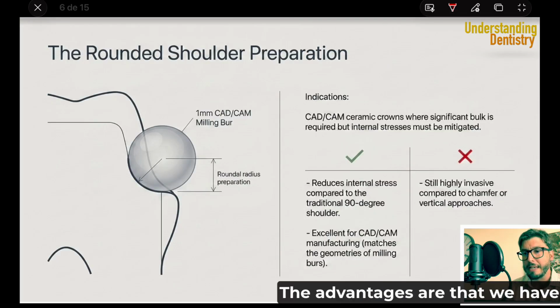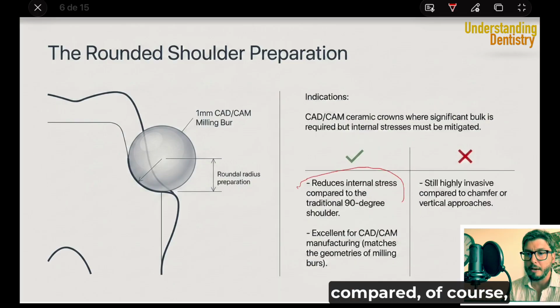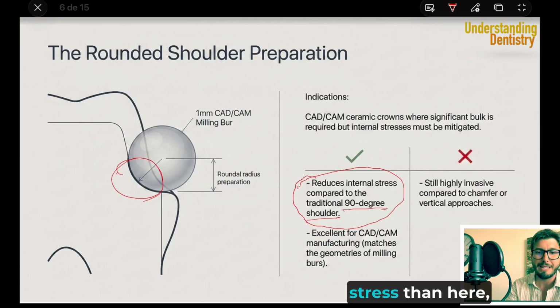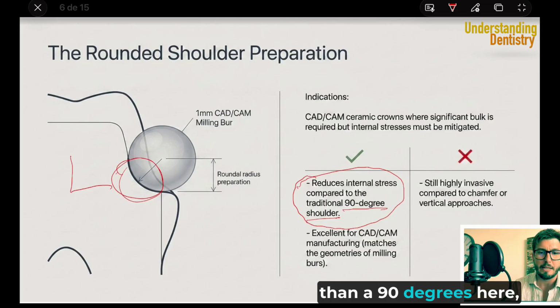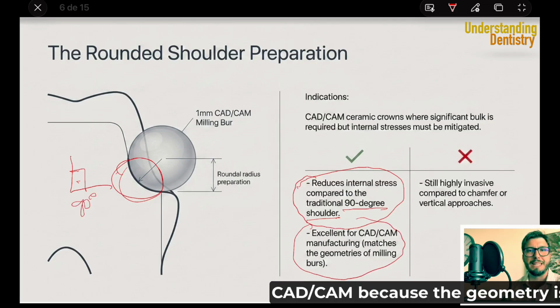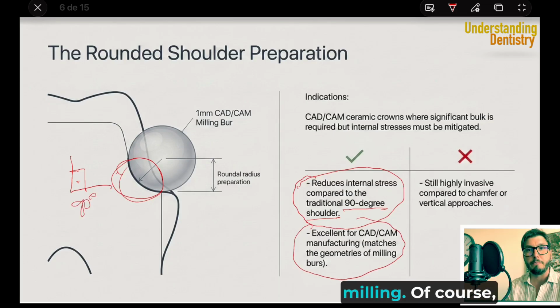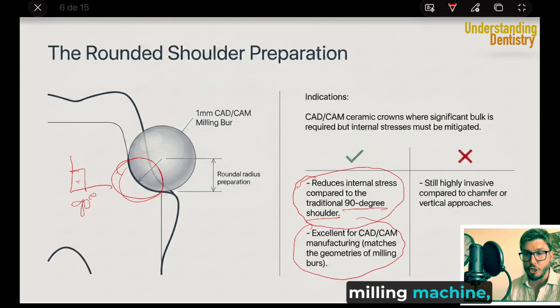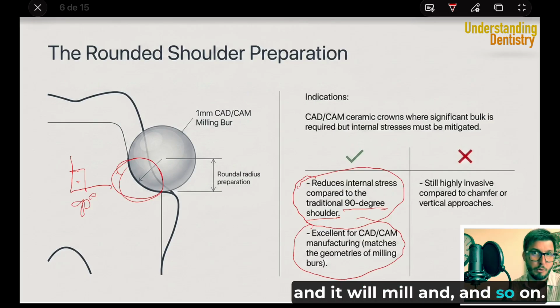Let's see why. The advantages are that we have reduced internal stress compared, of course, to the normal 90-degree shoulder, the conventional shoulder, because here we have less stress than there, with 90 degrees here, of course, right? That's 90. And then that's excellent for CAD/CAM because the geometry is easier and the best one for milling, of course. You need to avoid the corners to mill properly with your milling machine, which has the axis of the milling machine, and it will mill and so on.